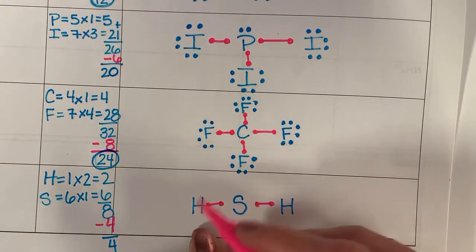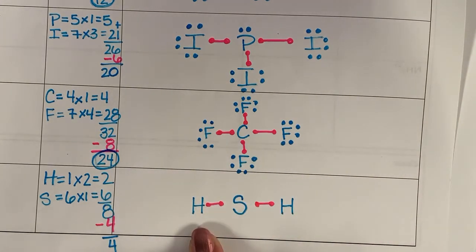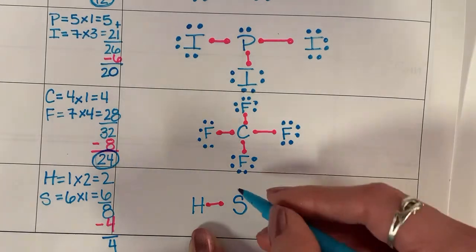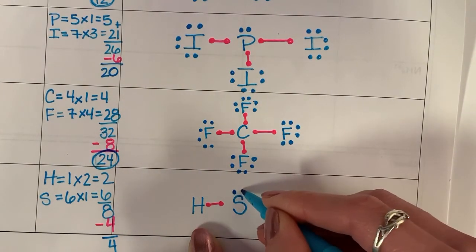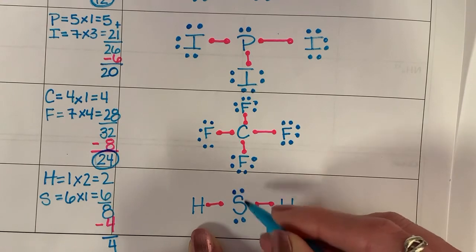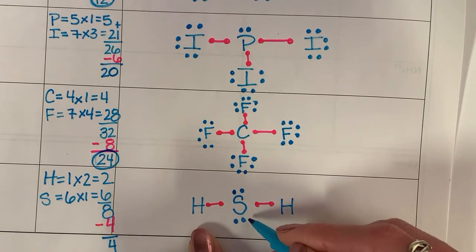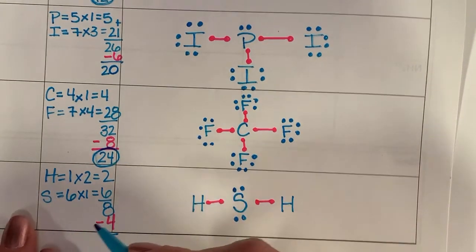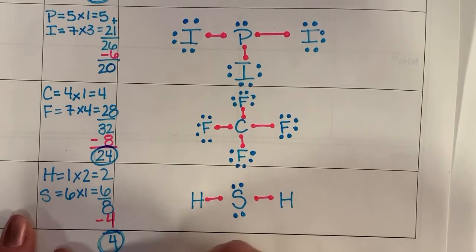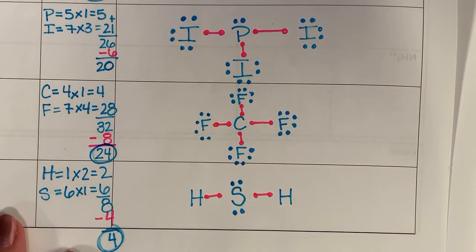Sulfur has 1, 2, 3, 4. To get to magic number 8, he needs 4 more dots. 1, 2, 3, 4, 5, 6, 7, 8. I was able to draw 4 dots. Those go on sulfur, and now he's got 8. The hydrogens are happy with 2.